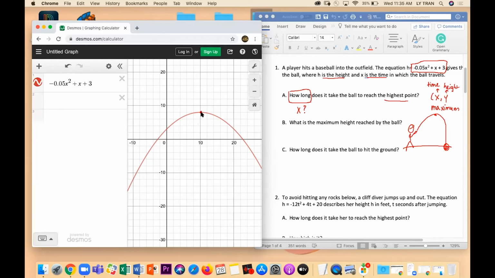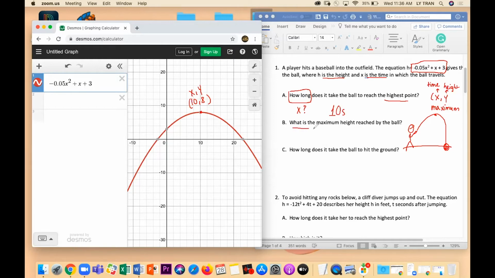So here we go. The point right here says 10 and 8. Perfect. So this 10 and 8 right here is telling me this is X and this is Y. So how long did it take the ball to reach the high point? That's going to be 10. And we want to put the unit for time, right now we're just going to say 10 seconds, okay?